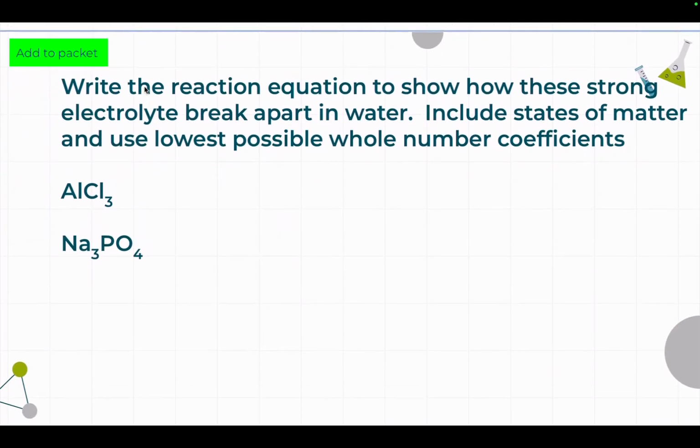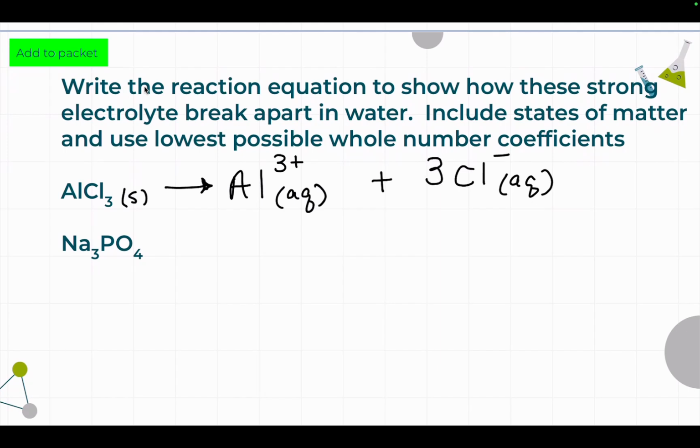So when we think about a strong electrolyte, we want to be able to think about what it's doing in water. Breaking an electrolyte apart, like if I have solid aluminum chloride, when I put it in water, it's going to break into aluminum ions, which are aqueous now, and chloride ions, which are also aqueous, and we want to show that there's 3 of them. A common misconception here is to think that I need to have a 2 down there because chlorine is diatomic. That is not true for the ion. That's only for the gas. So you want to show that there are 3 separate ions of chloride and 1 ion of aluminum for every 1 formula unit of aluminum chloride.